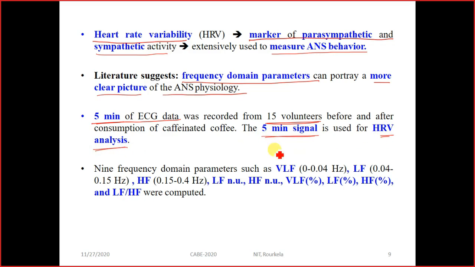There are 9 frequency domain parameters such as VLF, very low frequency. VLF means very low frequency, LF means low frequency, HF means high frequency. VLF starts at 0 to 0.04, then LF is 0.04 to 0.15 hertz, then HF equals 0.15 to 0.4 hertz. Then we have LF normalized unit, HF normalized unit, then VLF percent, LF percent, HF percent, and LF by HF ratio.